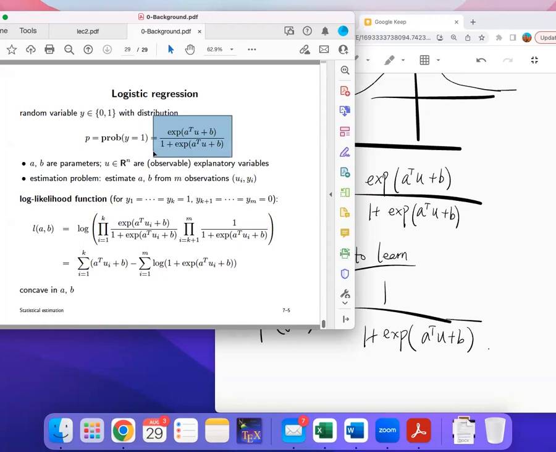Once I solve the problem, this is the prediction model that I can use. And this is a convex optimization problem because we are maximizing a concave function. This is equivalent to minimizing the negative of this function, which is convex.